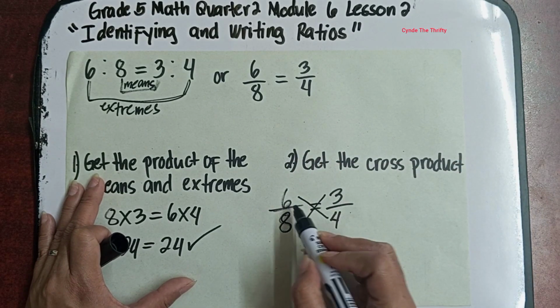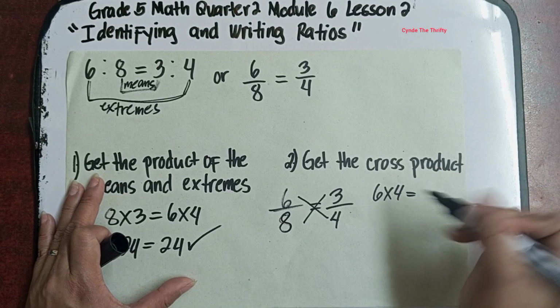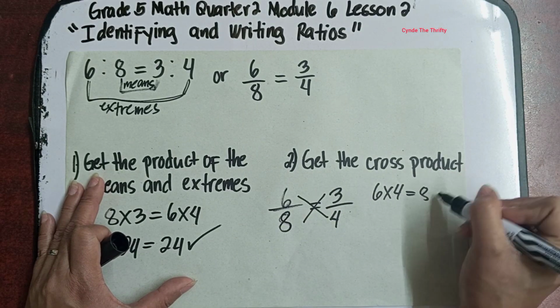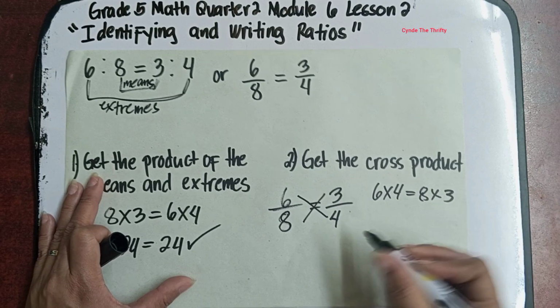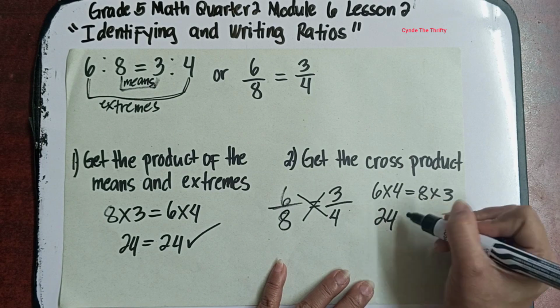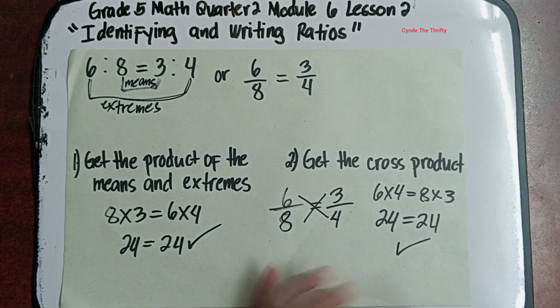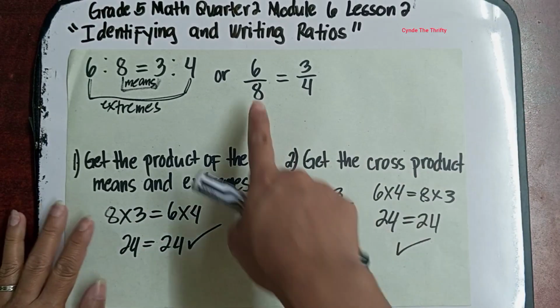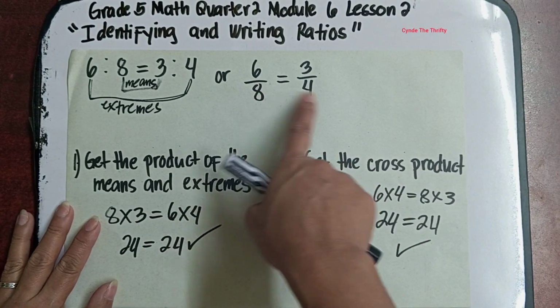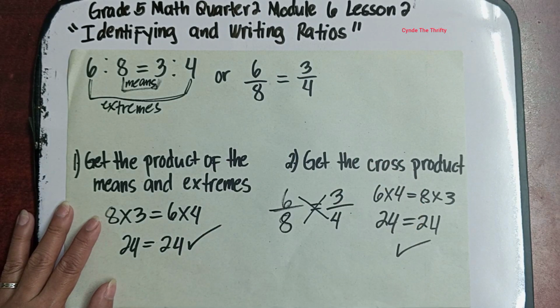Okay, so i-cross multiply natin siya. Ang i-multiply natin is si 6 at si 4. So, 6 times 4 is equal to 8 times 3. Okay, so i-multiply natin. 6 times 4 is equal to 24. 8 times 3 is equal to 24. So, therefore, check pa rin siya. Ibig sabihin, this is an equivalent ratio. So, equivalent ratio si 6/8 at si 3/4.